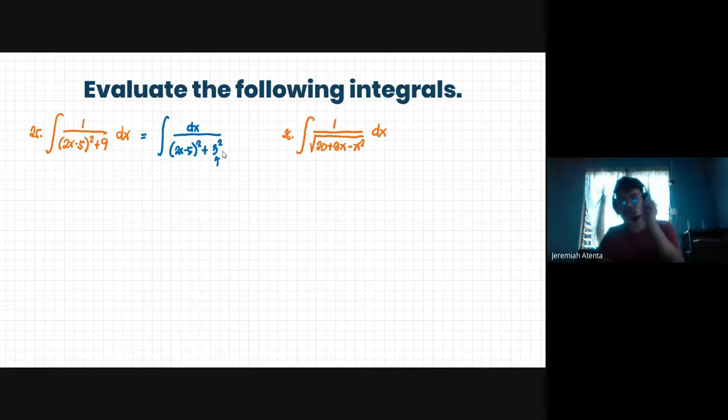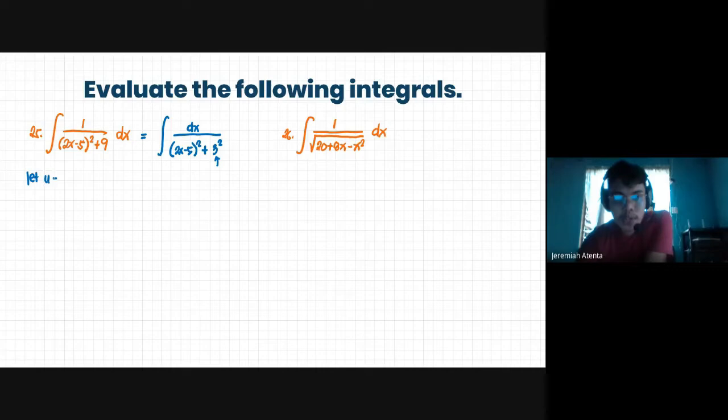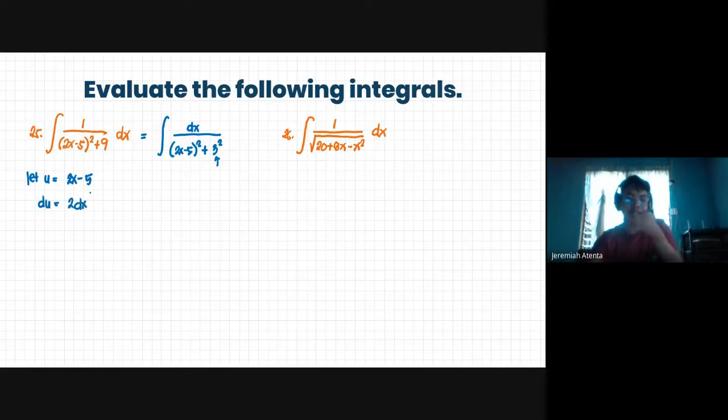Dapat isang variable raised to 2 plus a squared siya. In this case, we have 2x minus 5. So, ano dapat yung ililet u natin? So, let u be equal to, ano dapat? Si 2x minus 5. Yeah, you're correct. So we have 2x minus 5. It will follow that du is equal to 2dx, right? And since we only have dx here, we will divide both sides by 2. So you have du over 2 equal to dx.